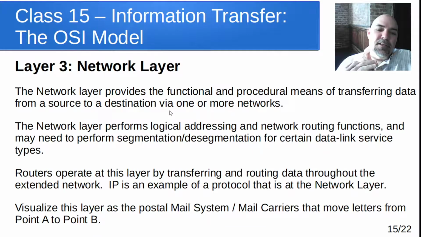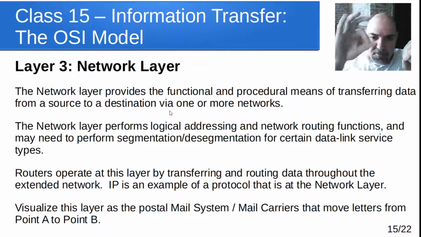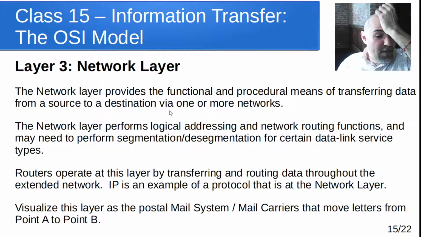It also might be that the network layer has to do with segmenting and desegmenting that data. So certain types of data links might have a smaller maximum packet size. So you have this large packet that came in, or frame that came in, and you need to divide it up into smaller subframes and then put them back together on the other end when they go on to another kind of network. So this is the layer that routers operate within, and they transfer and route data through the extended network, not just one machine to the next. And the Internet Protocol, IP, is an example of that, something that sits at the network layer.